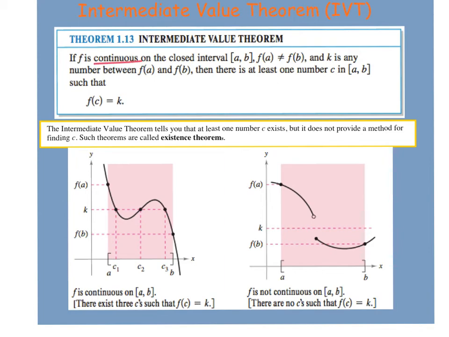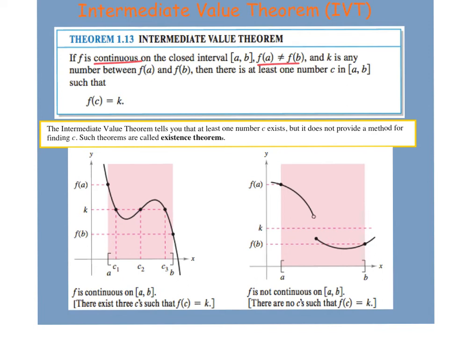What does continuous mean? You can draw it without lifting your pencil. All right? You can draw without lifting your pencil. Keep going. A and B, f of A is not equal. What does this mean? Not equal to. What does that mean, though? The y values are what? Different. So they can't be at the same height. That's what it says. All right? So you can draw without lifting your pencil. The y values are not at the same height. Keep going. And k is any number between f of A and f of B.